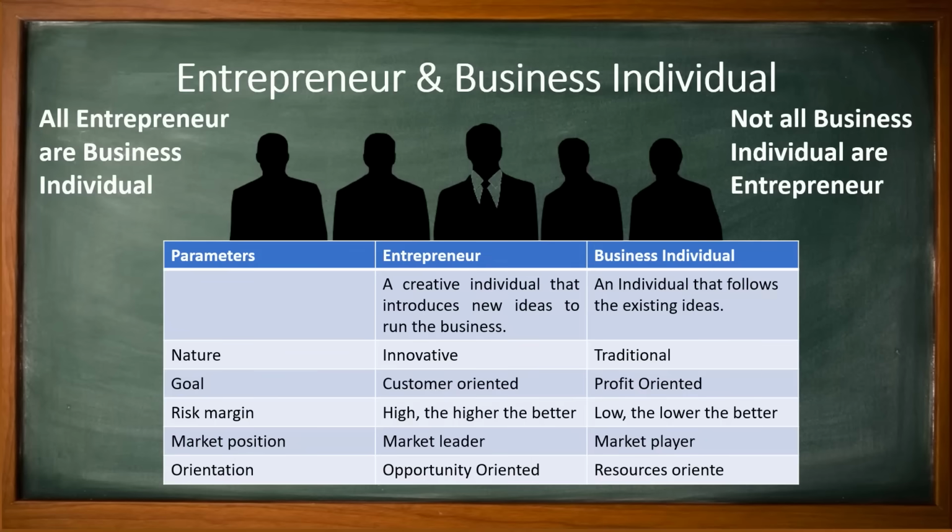In market position, an entrepreneur is the market leader. In a business individual, the market position is a market player. The orientation of an entrepreneur is opportunity-oriented. The orientation of the business individual is resource-oriented. That is the difference between entrepreneur and business individual. Always remember, all entrepreneurs are business individuals, but not all business individuals are entrepreneurs.